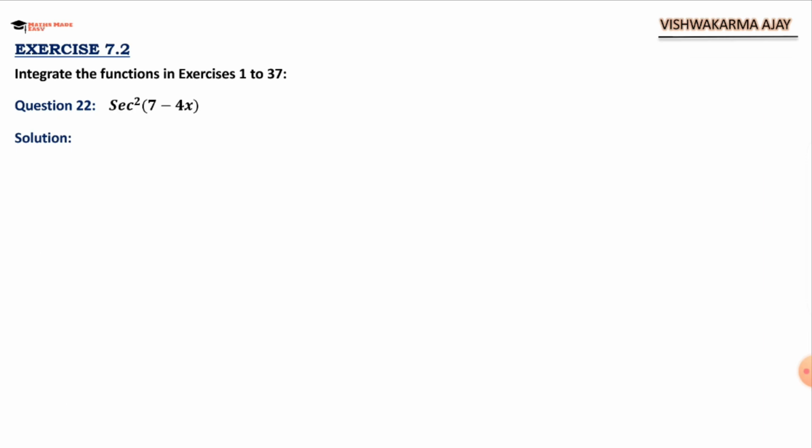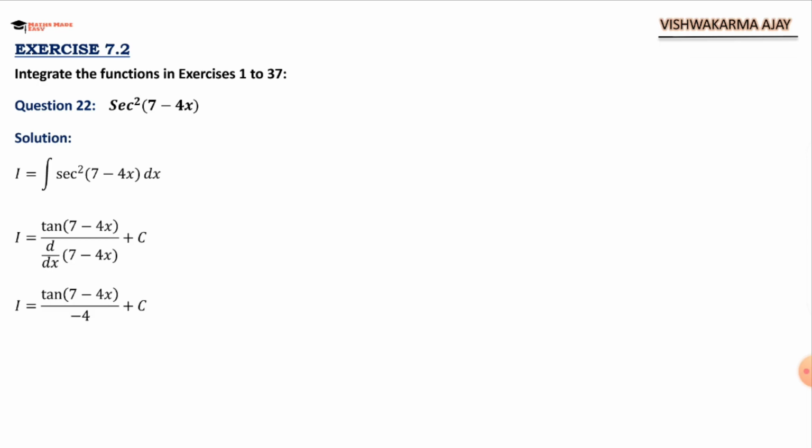Let's move to the next one. Sec square of 7 minus 4x. Same as before. This is already sec square. We know the integration of sec square is tan x. So let's apply. Tan x whole divided by the derivative of the function. Any function it could be, we have to get the derivative of that function. This is an algebraic function, so I will write d upon dx of 7 minus 4x. Finally it is minus 4. That's it.